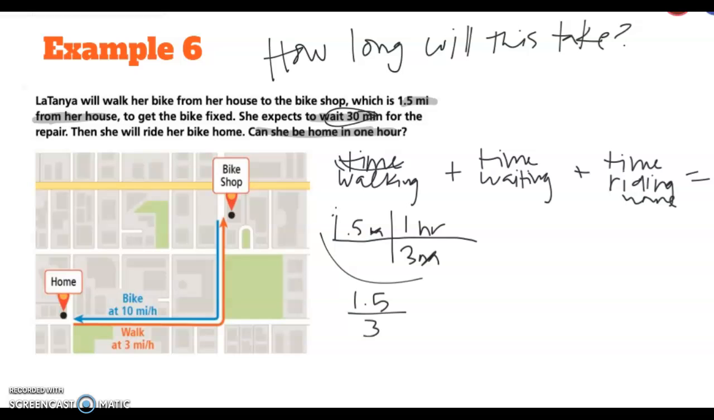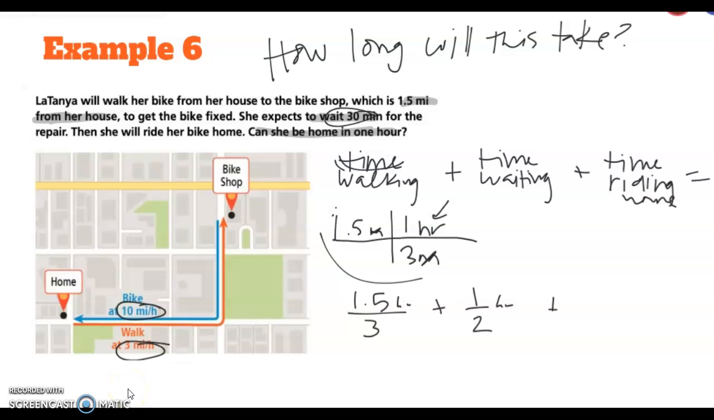Okay, her time waiting, we know, was 30 minutes. Now notice that the time frames they're giving us in her rates down here are in miles per hour. So I don't want to write minutes here because that's going to be different. I want everything to be in hours. So if I want to write 30 minutes as an hour, that's really half of an hour, right? So this is hours, this is hours. And then I got to figure out her time riding.